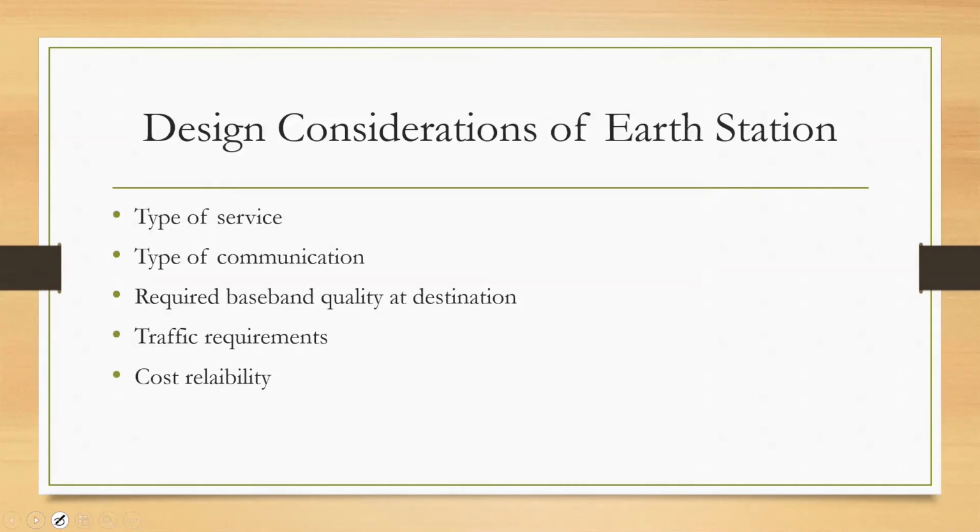Now coming to the second part of the chapter, that is the earth segment. So the first question that I have is, what will you consider while designing an earth station? I've listed some. Do you think of something else other than these? One is the type of service, which is either FSS, fixed satellite service, MSS, mobile satellite service, and the last is the broadcasting satellite service.